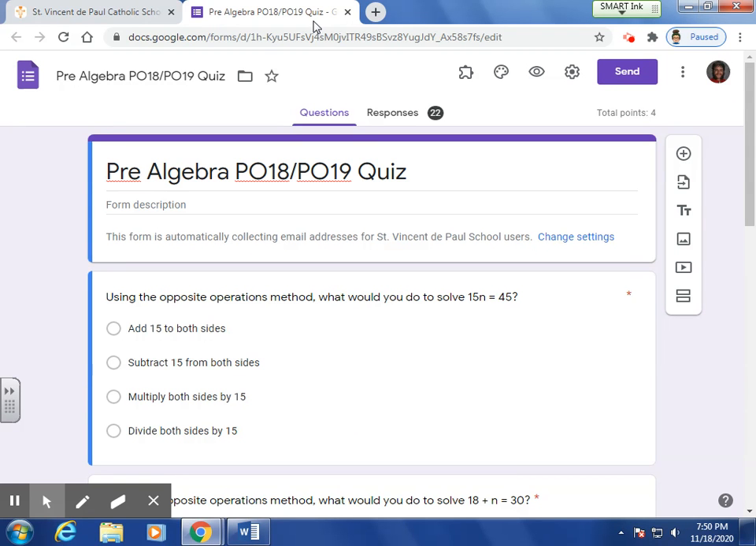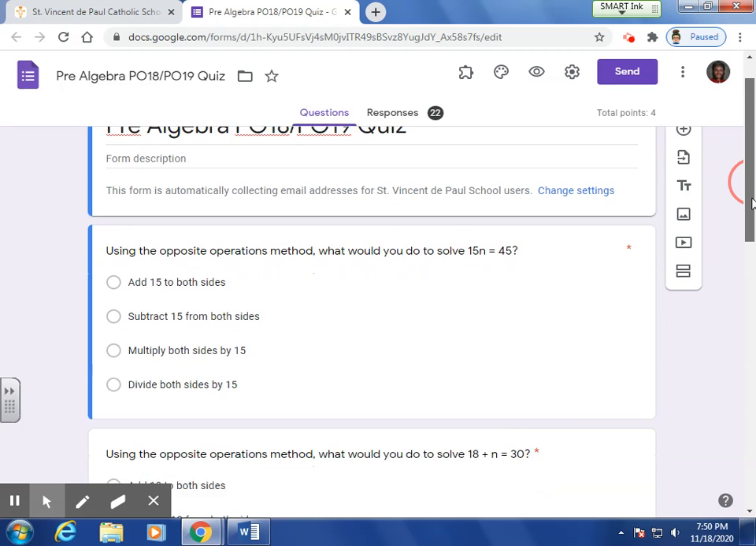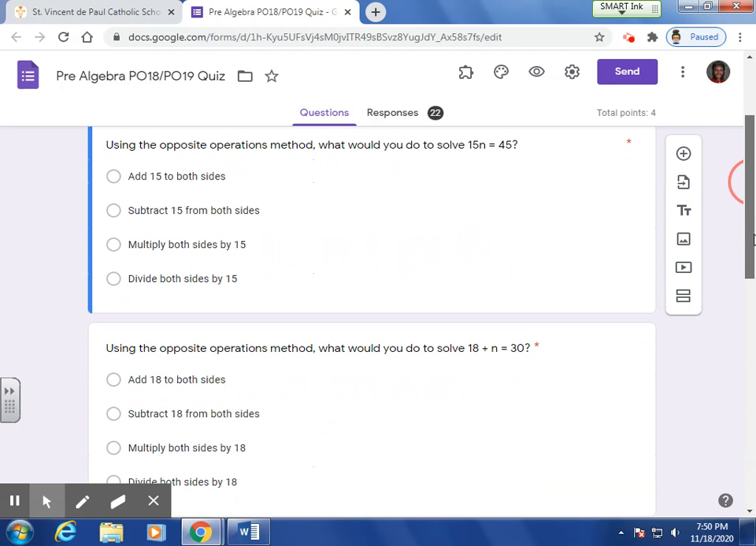I was pretty impressed with how you folks did with this. I didn't want you to solve an equation for the quiz because then you could do it mentally. I was looking for more, did you understand the process of how to solve this one-step equation? So using the opposite operations method, what would you do to solve 15n equals 45?